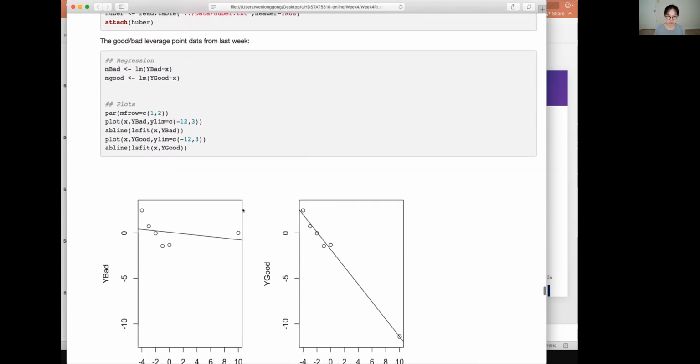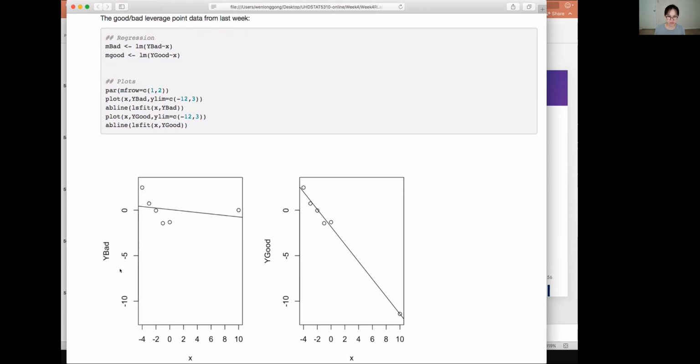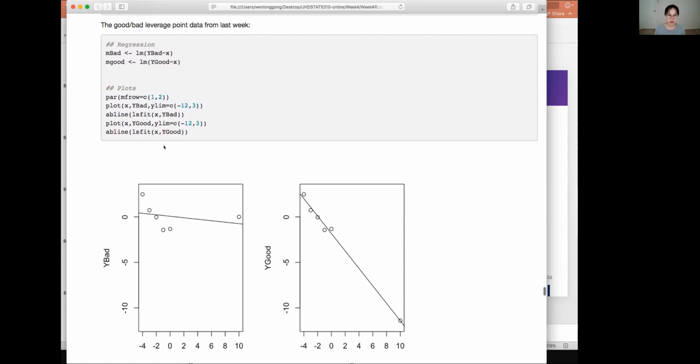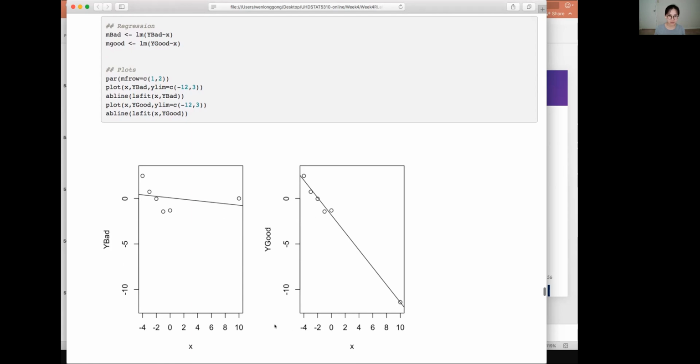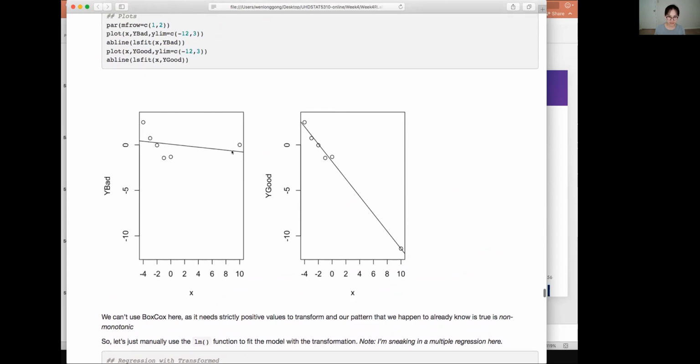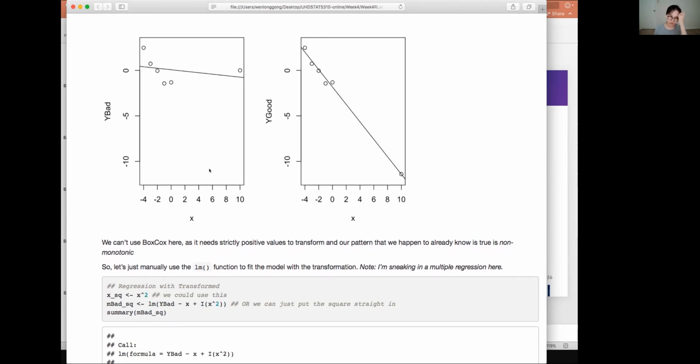So we've seen this before, when we talked about a bad leverage point and good leverage point. I think that's when we introduced this example. So I plotted these 2 sets of data, y bad and y good regressed on x value, and you notice this one will not fit with a straight line. So in this case, we would have to use some quadratic line, like a curve, to fit this data.